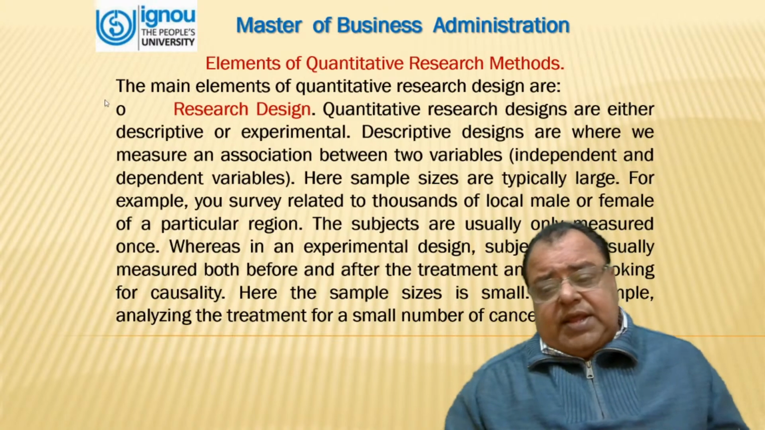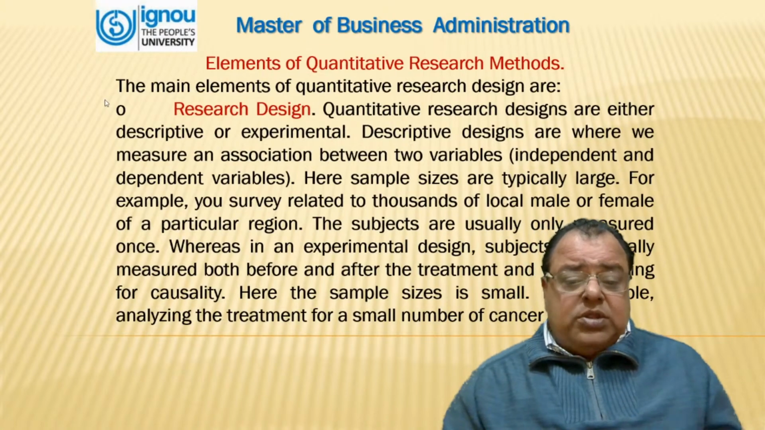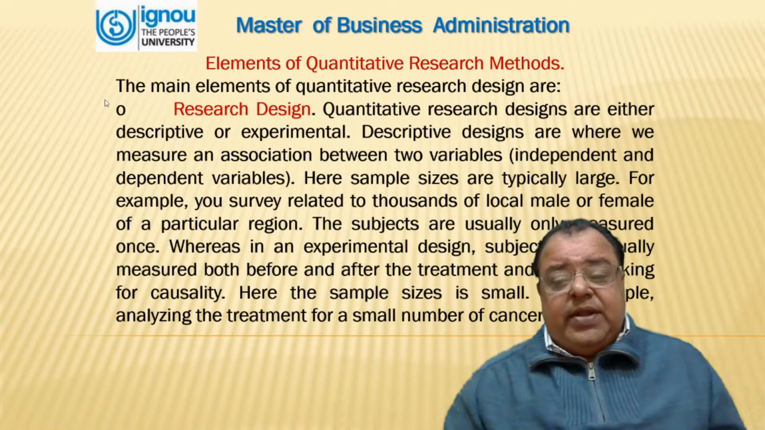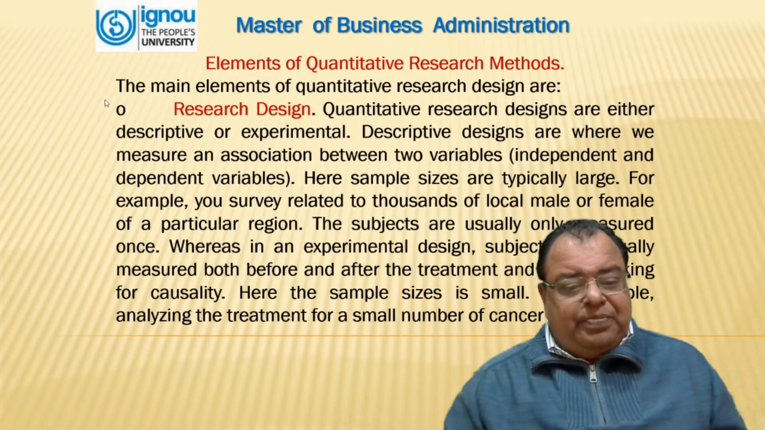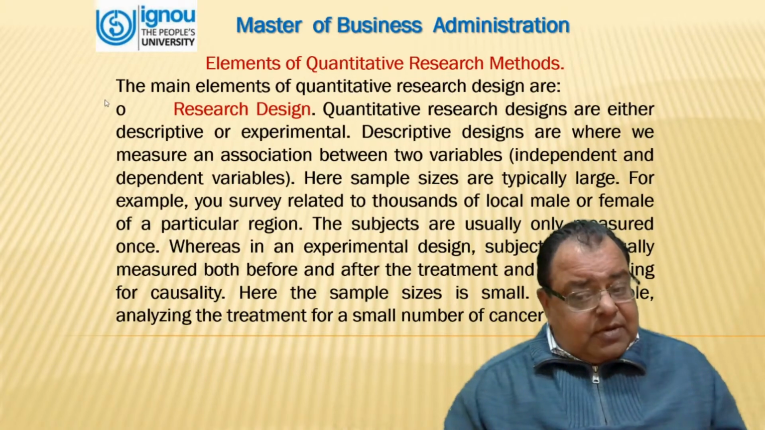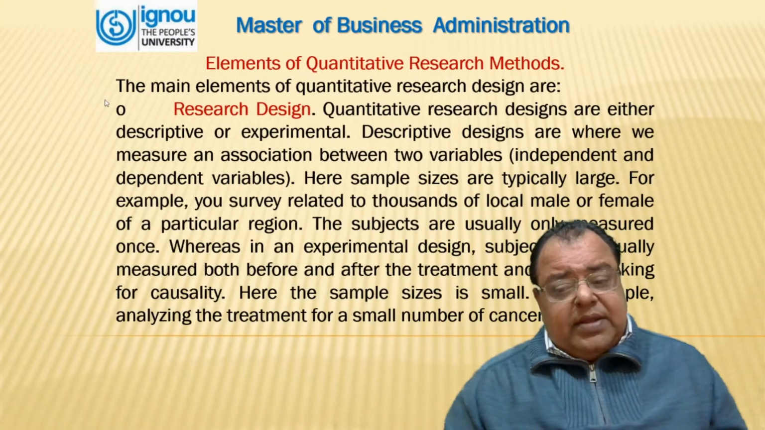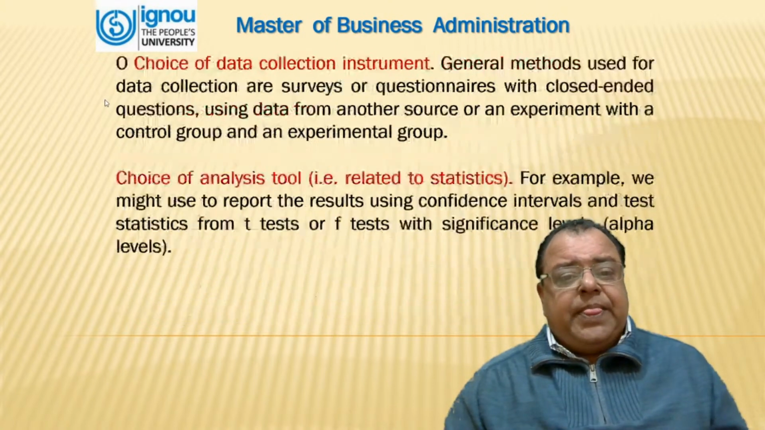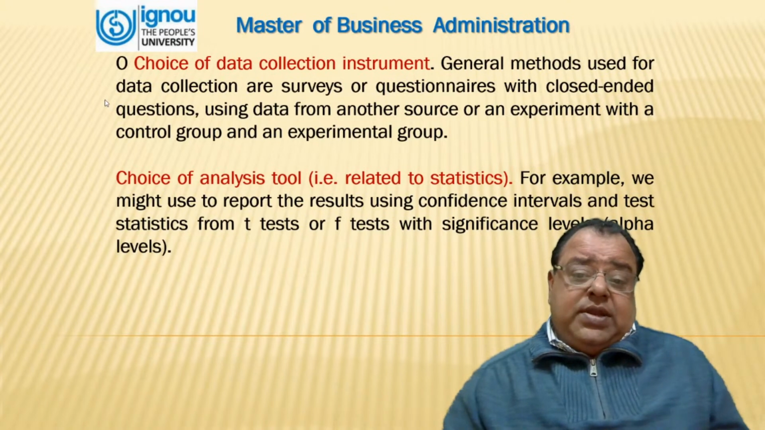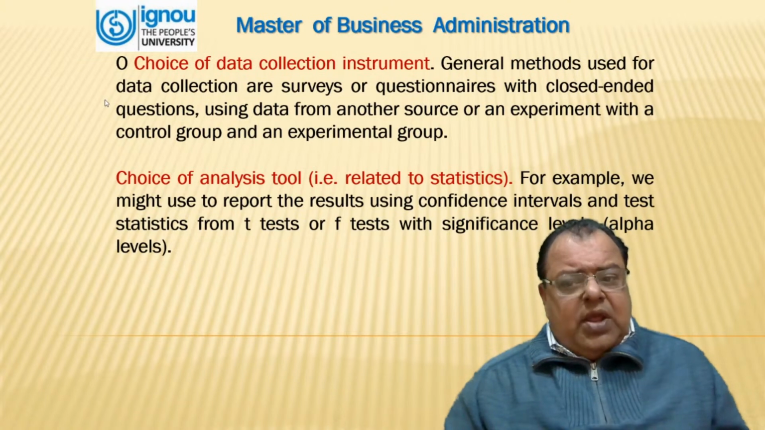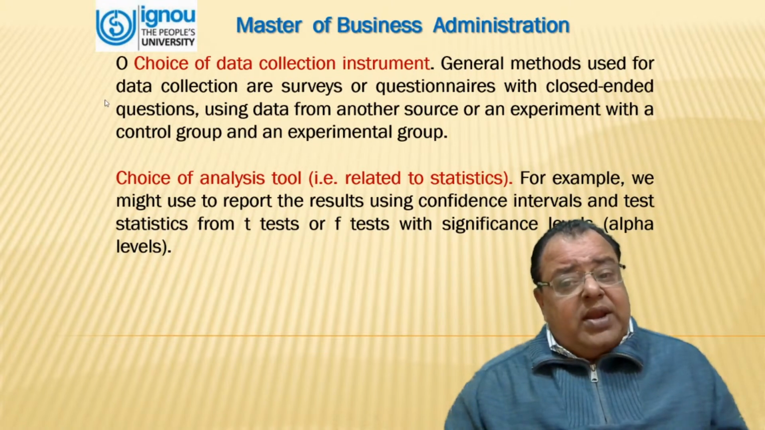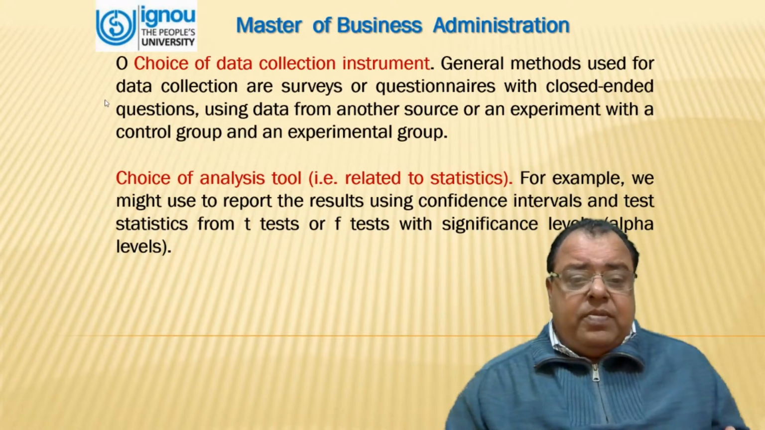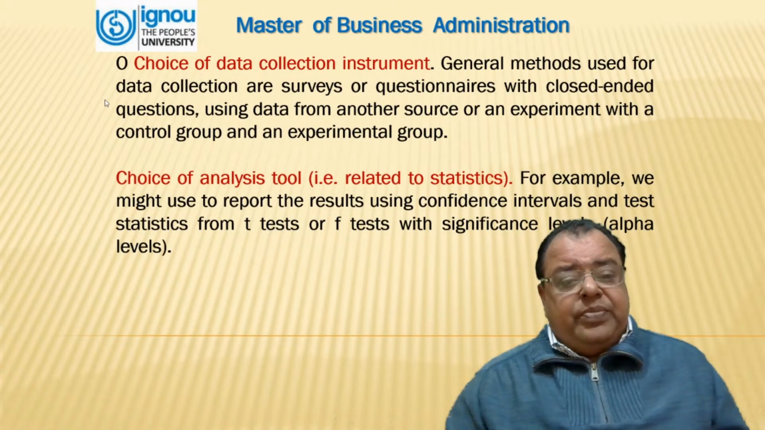Whereas in an experimental design, subjects are usually measured both before and after the treatment, and you are looking for causality. Here, the sample size is small. For example, analyzing the treatment for a small number of cancer patients. Choice of data collection instrument. General methods used for data collection are surveys or questionnaires with closed-ended questions, using data from other sources, or an experiment with a control group and an experimental group.